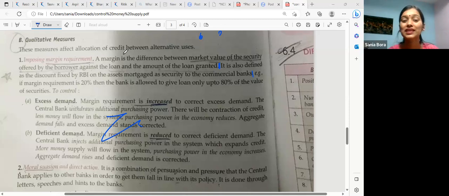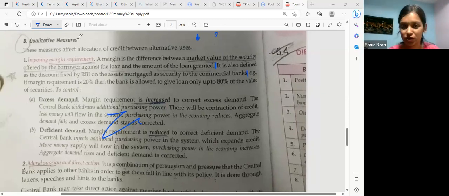Okay, no issues. So basically, we just started with the qualitative measures. First is imposing marginal requirement. I'm just giving you a brief idea because I've already taught everything to Ritika and Vanisha. Marginal requirement is, for example, if you are taking a loan from the bank, and you said that I'll repay this loan within 1 year. But after 1 year, you just left the country, you switched off your mobile phone. So is it possible for the bank to take back the money?